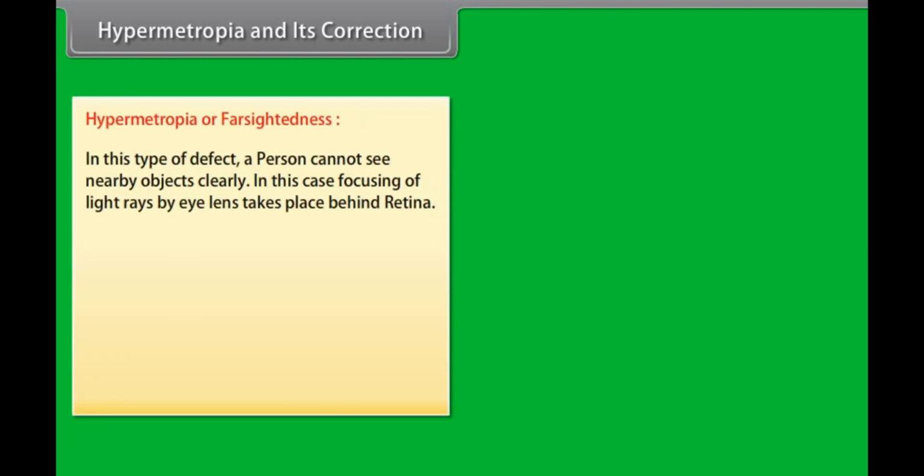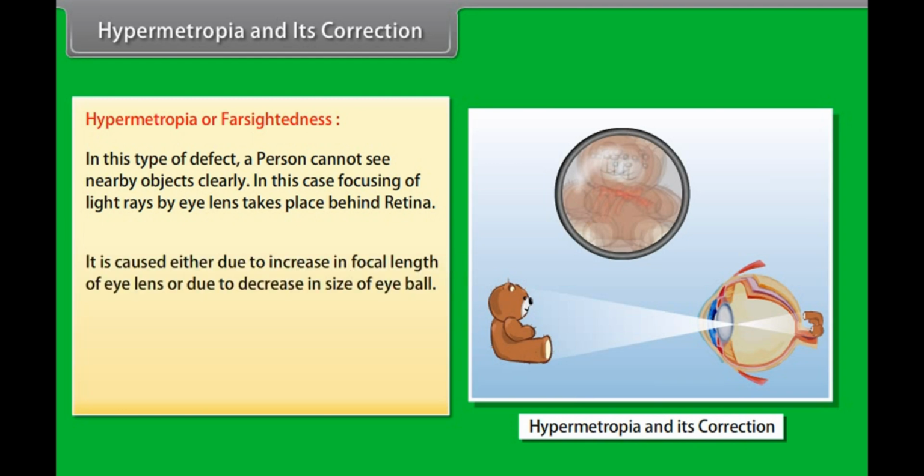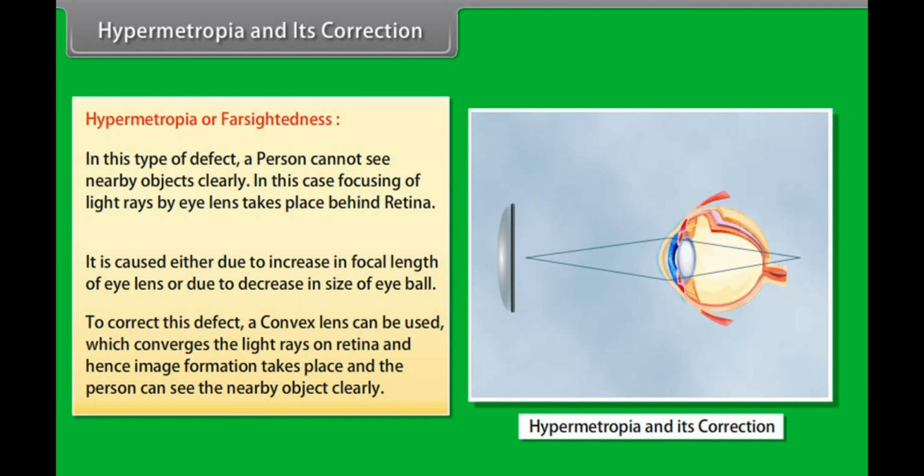Hypermetropia and its correction. In this type of defect, a person cannot see nearby objects clearly. In this case, focusing of light rays by the eye lens takes place behind the retina. It is caused either due to increase in focal length of the eye lens or due to decrease in size of the eyeball. To correct this defect, a convex lens can be used which converges the light rays on the retina and hence image formation takes place and the person can see the nearby object clearly.